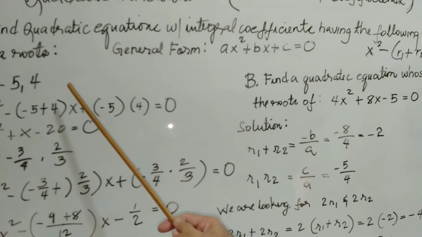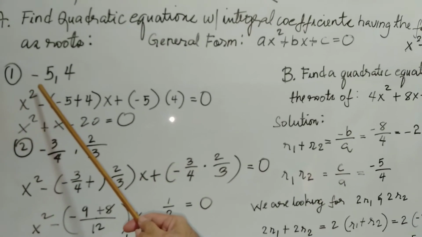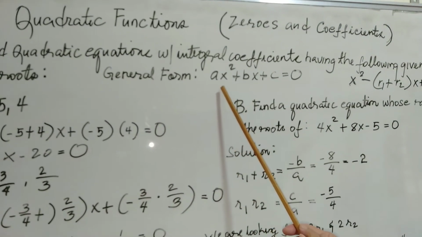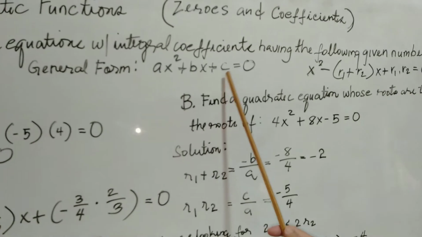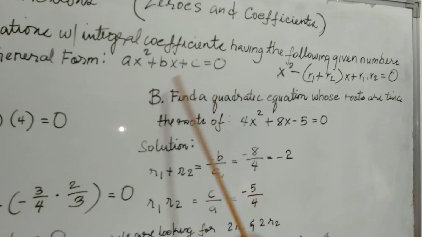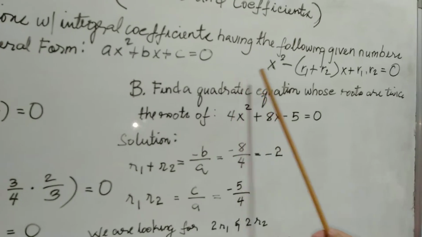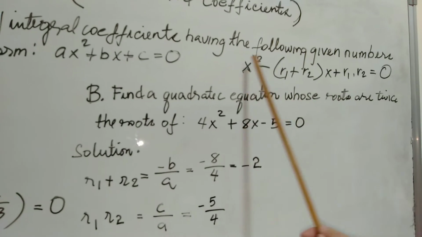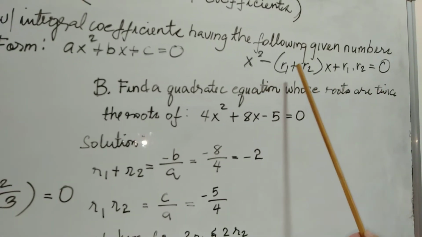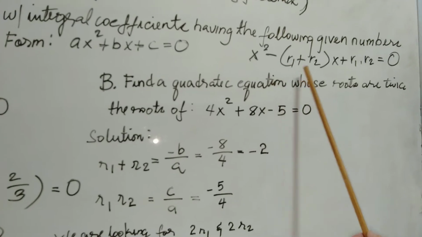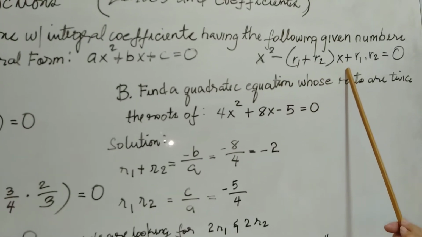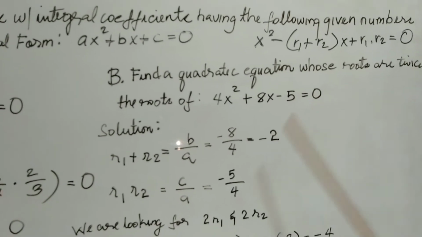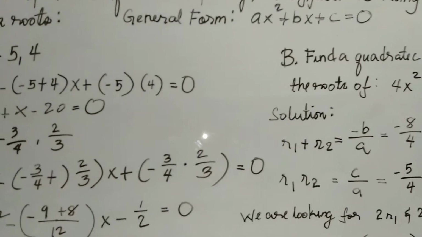So, we're given two roots. The first one is -5 and 4. As we know, the general form of a quadratic equation is ax squared plus bx plus c is equal to 0. And if we are given two roots, r sub 1 and r sub 2, we're going to use this form of equation: x squared minus the quantity r1 plus r2 times x plus the product of r1 and r2 is equal to 0. So we're going to discuss the problem now.